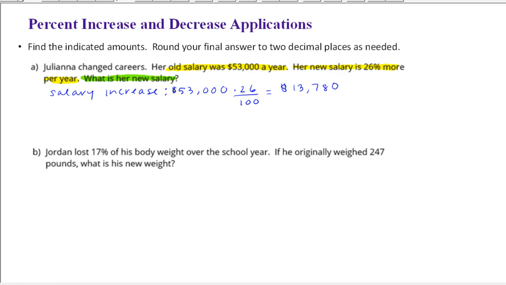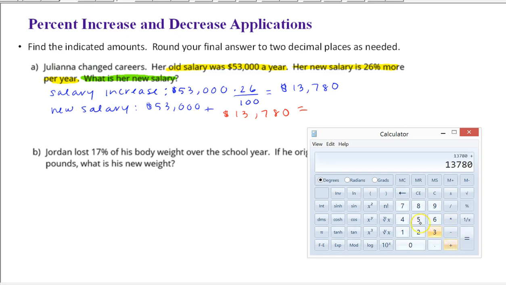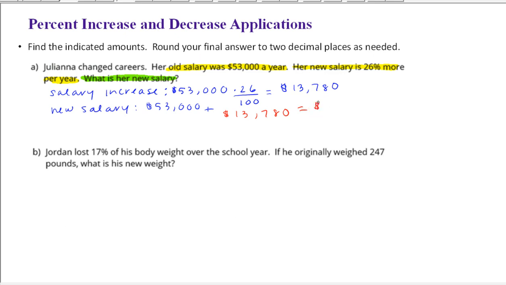So now that we know the increase, and it's tempting, a lot of times people find this number and say that's your answer, but we want the new salary. The new salary is her original salary, $53,000, plus, let's change colors because we're getting close here, the $13,780. And we could do this in our heads, but let's check it on the calculator. Add 53,000 to 13,780, and we get 66,780. Okay. And that's a completely reasonable way to do this problem.